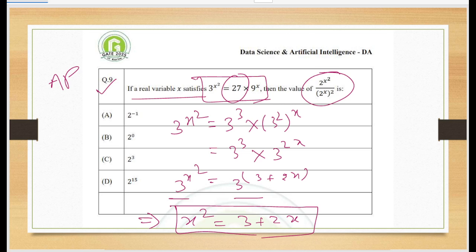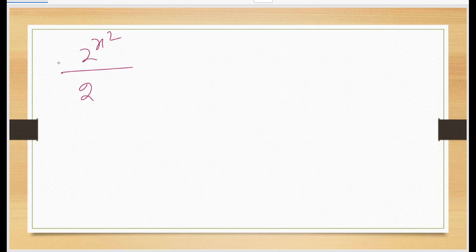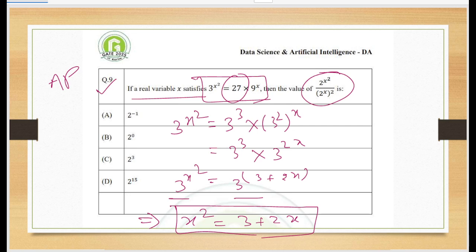So we have to find 2 raised to x square, and 2 raised to x, and whole power 2. So now we can put here the value of this x square. So this will become 2 raised to 3 plus 2x, by using what we have found here.